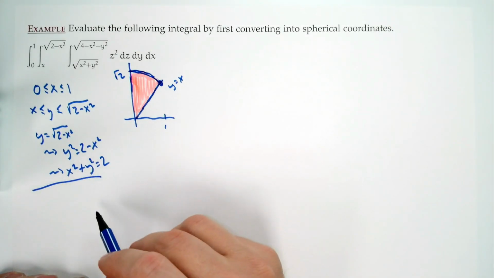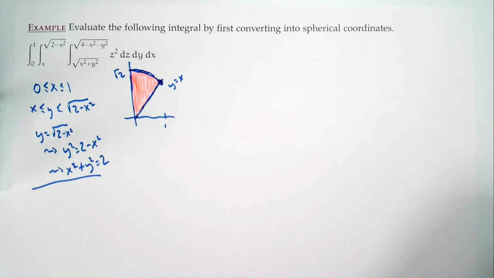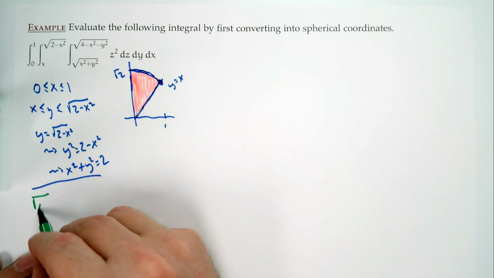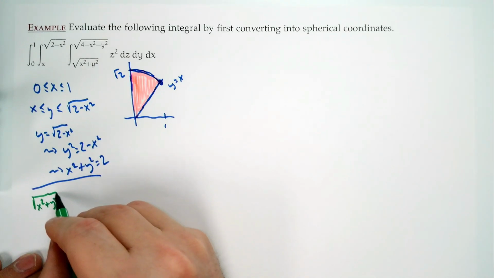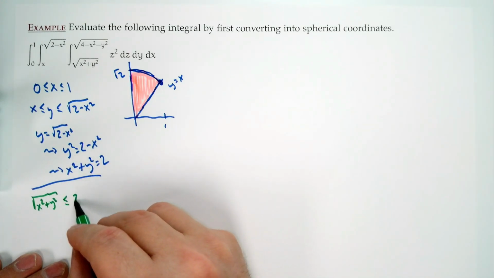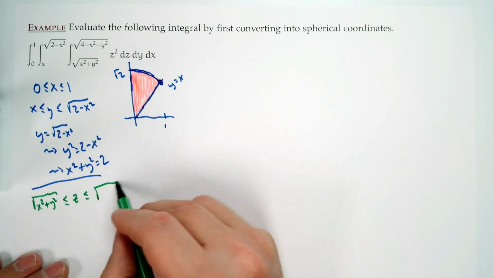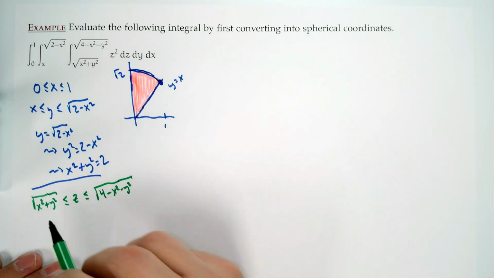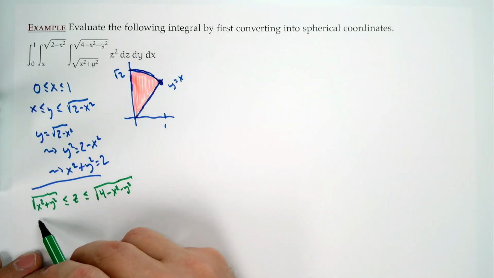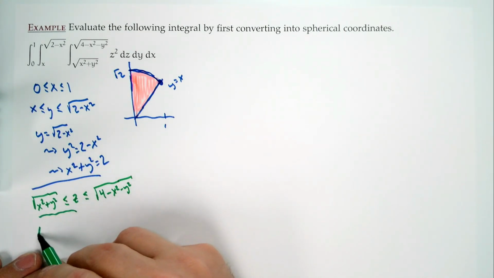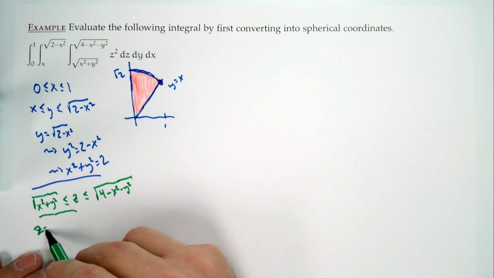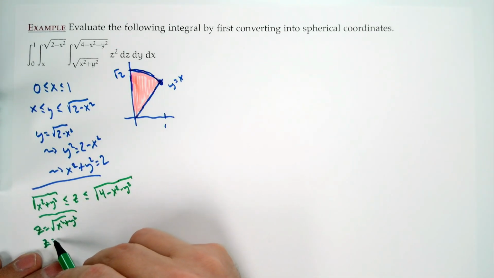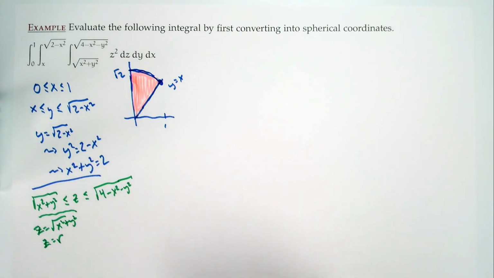Well, let's switch colors actually, just to emphasize the idea. We have the square root of x squared plus y squared is less than or equal to z, is less than or equal to the square root of 4 minus x squared minus y squared. Now these should be somewhat familiar. We've seen these before. This first one, z equals the square root of x squared plus y squared, also known as z equals r, that's going to be a cone.